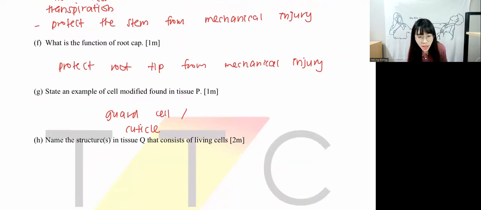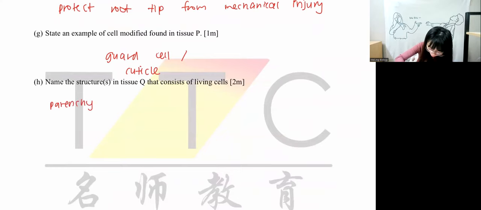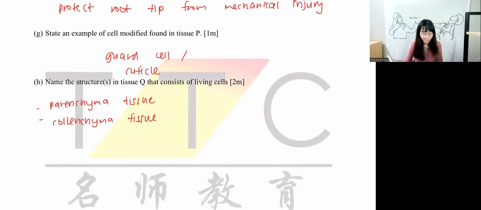Okay, name the structure in tissue Q that consists of living cell. Tissue Q is ground tissue. All of the ground tissue ends in chyma. We have three different chyma: parenchyma, collenchyma, sclerenchyma. Which chyma is a living cell? Which out of these three, we have two living cell. We have parenchyma and collenchyma, correct? Parenchyma and collenchyma are living cells because sclerenchyma tissue is a dead cell. Sclerenchyma tissue, they are thickened by lignin, so that's why they are dead cell. So the answer is parenchyma tissue and collenchyma tissue. Sclerenchyma is dead cell.